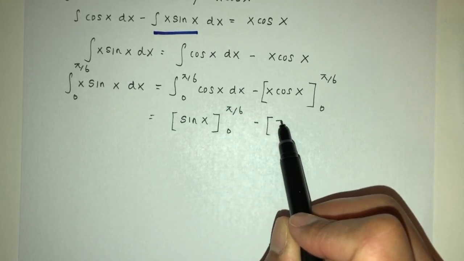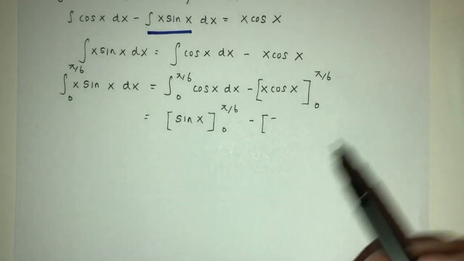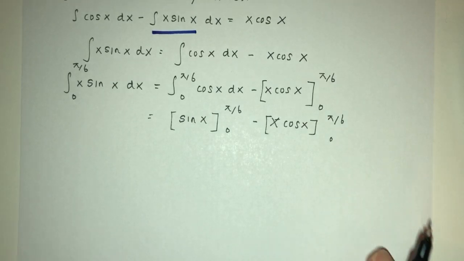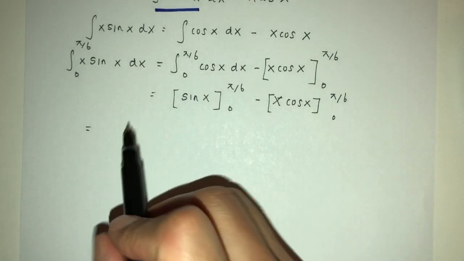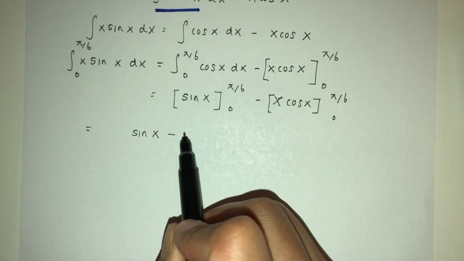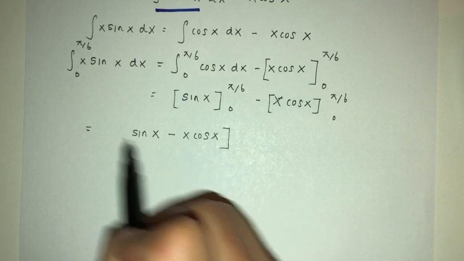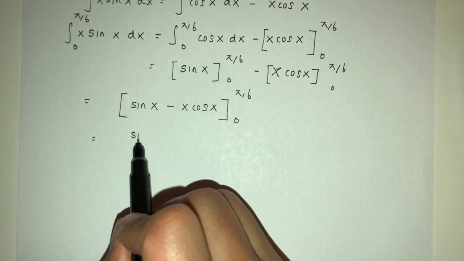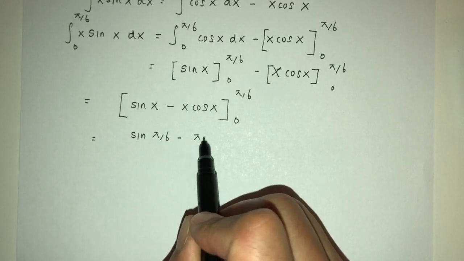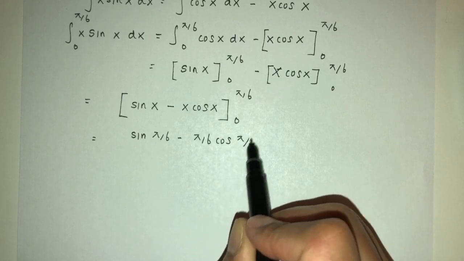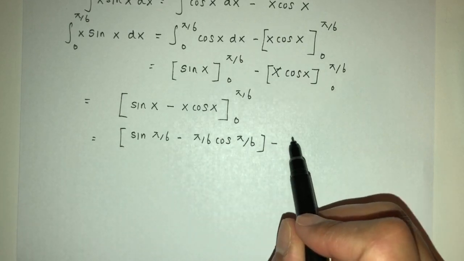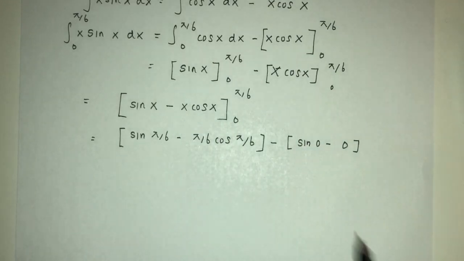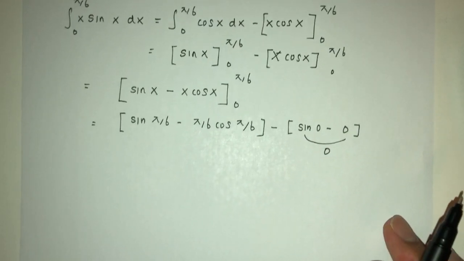minus x cos x. So let's replace the values in. Why not? Let's do that. Or we can just do it at once, no worries. So that will be this and this. Okay, so let's bring it together. So you have sin x minus x cos x, and they have the same limits. So sine of pi by 6 minus pi by 6 cos pi by 6, minus sine of 0 minus 0, right? Because we have x here, 0 will be 0. Now this whole thing will be 0 anyways, right? Sine of 0 is 0.